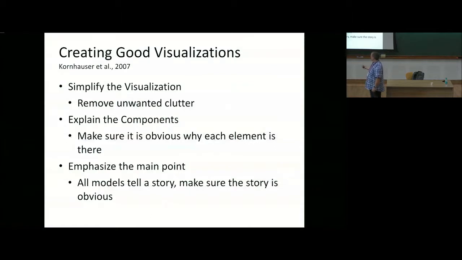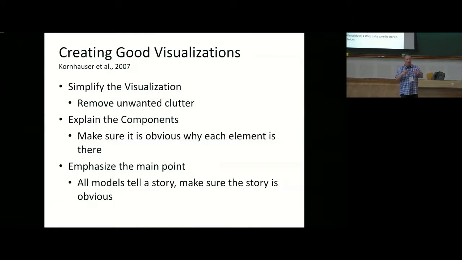Emphasize the main point. All models tell a story. Make sure that the way you're writing your code emphasizes that main point as much as possible. So if you really want to talk about the fact that some wealthy agents go far to the right in the simple economy model, then make sure that it's pretty obvious that you can see that travel, and maybe even change the model to color them differently, so you can draw attention to them as much as possible.